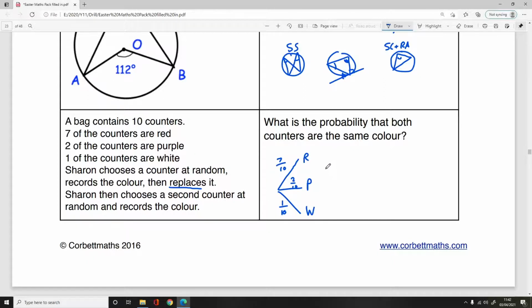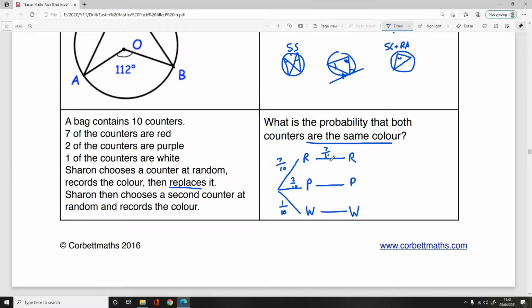And then we could, if we wanted to, draw the same thing again and have red, purple, white, and draw all the same stuff on. But you can be smart with tree diagrams. You can just draw the bits that you're interested in. And we're interested in the probability that both counters are the same colour. So if the first one was a red, we're only interested when the second one is also red. So we'd be interested in RR, PP, and WW, or double W.